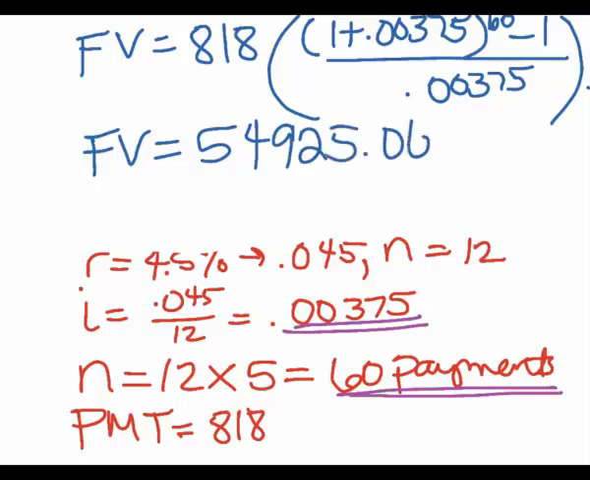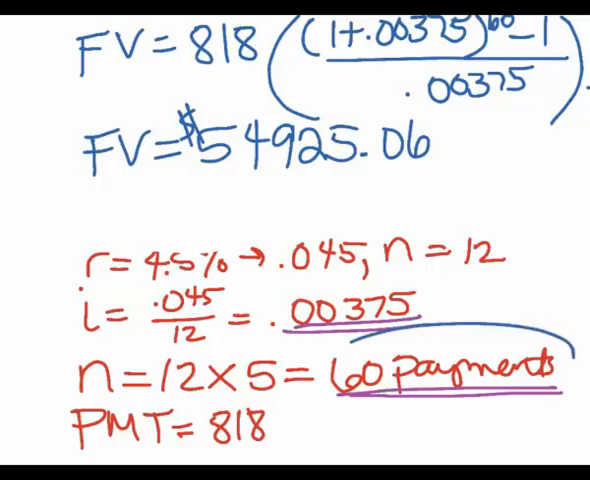Okay? So that was the first question. How much money is going to be in the account after 5 years? That's how much money is going to be in the account after 5 years. Then it asked the second question. It said, how much of this is interest earned? Now remember, interest is all of the money that's tacked on to what you've already made. So you're depositing $818, right? How many times did you deposit $818? You deposited $818 60 times.